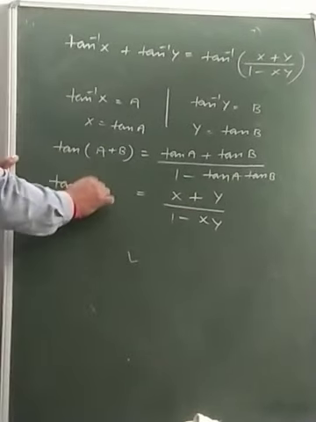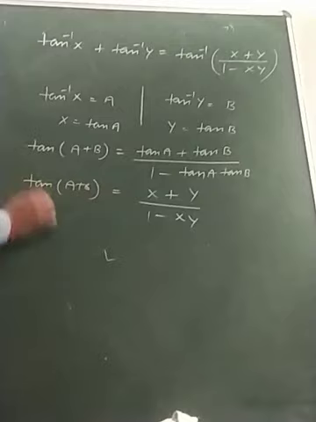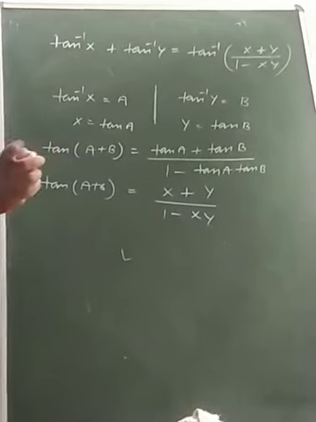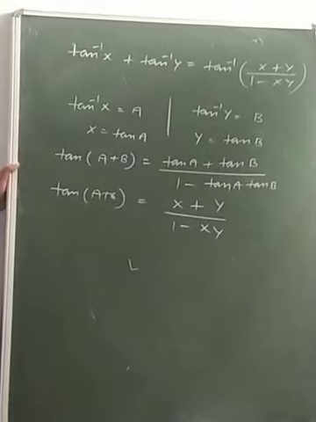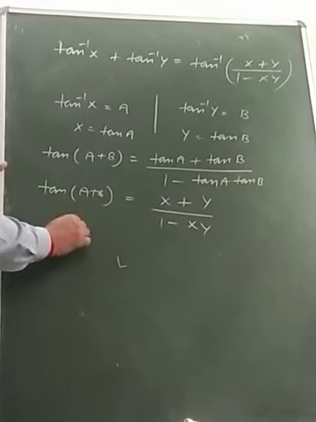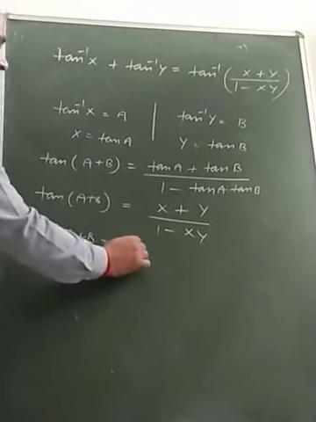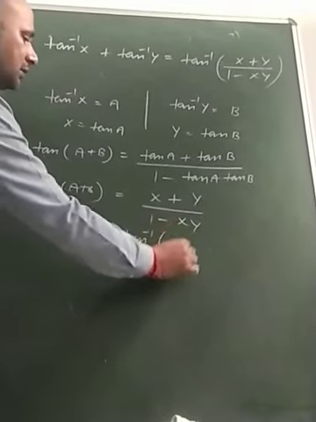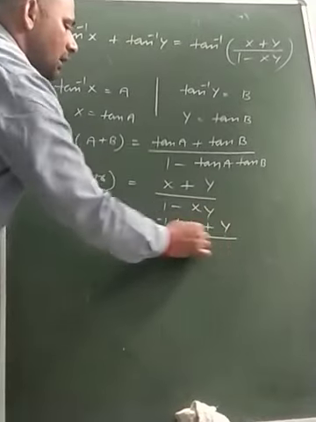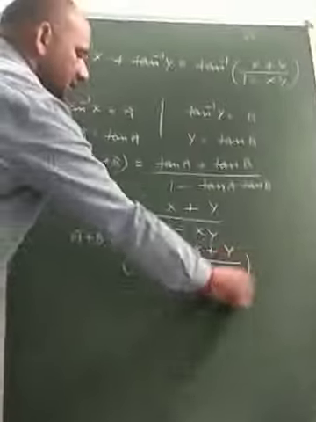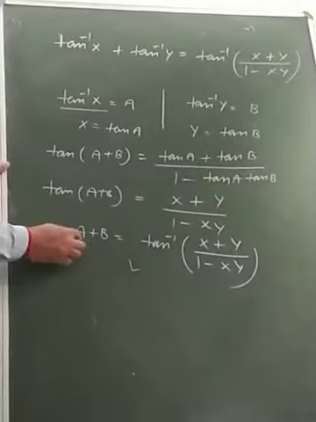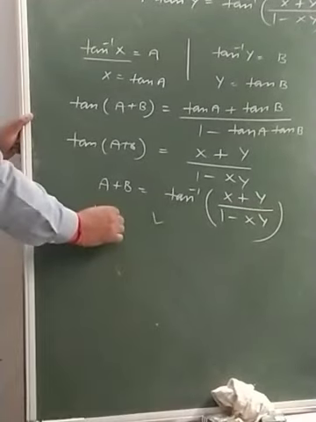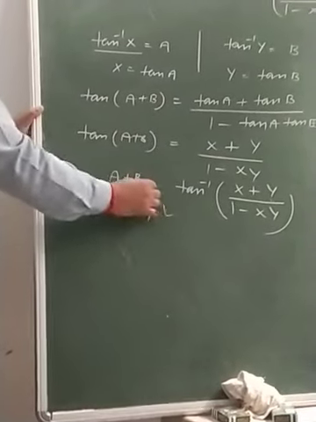Here, tangent of A plus B. If we take the transpose of tangent, it converts into tangent inverse. Then A plus B is tangent inverse of x plus y upon 1 minus xy. Now what is A? Tan inverse x, plus what is B?